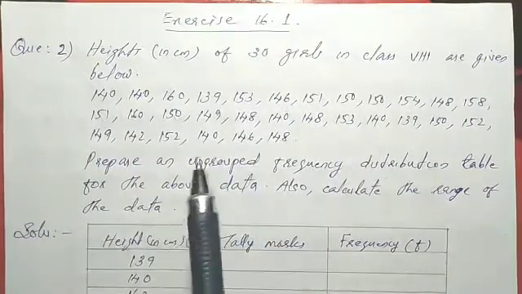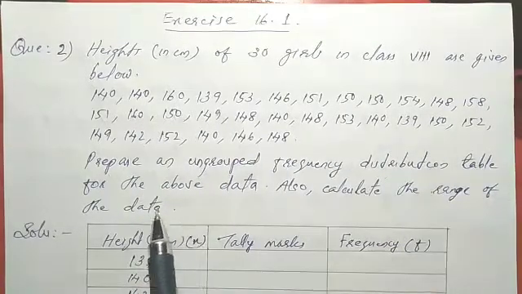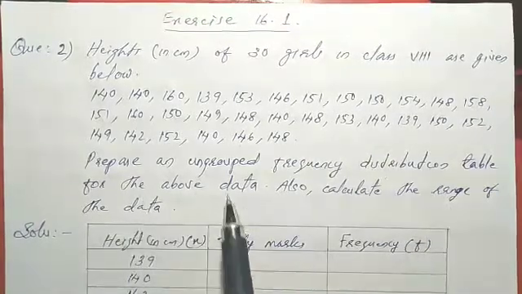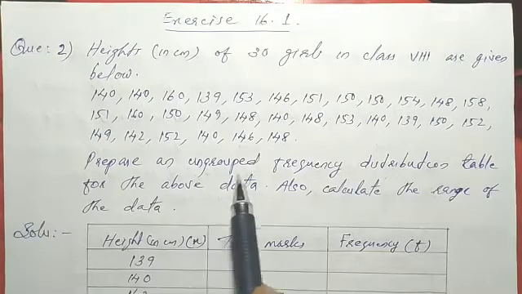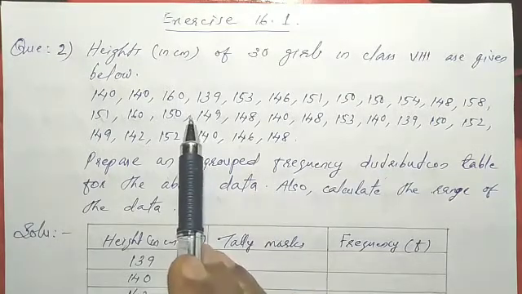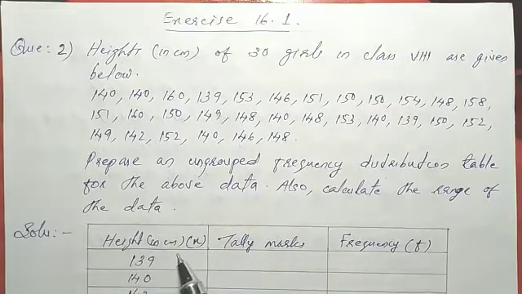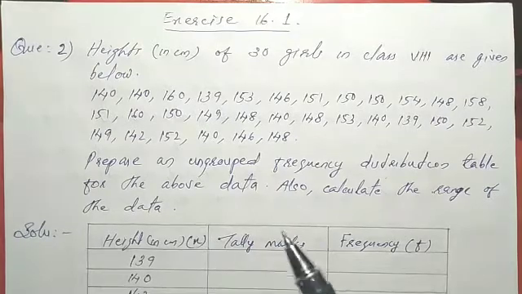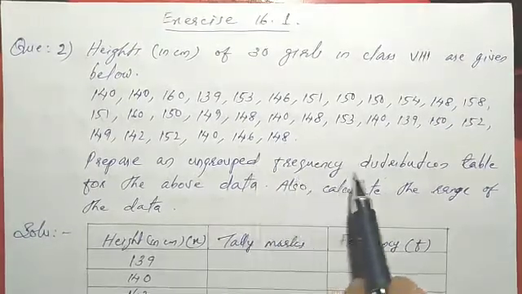It is given here in centimeters: 140 centimeter, 140 centimeter, 160 centimeter, etc. Prepare an ungrouped frequency distribution table for the above data. An ungrouped frequency distribution table means that from these observations, from the lowest to the highest observation, we have to write them in order. After that we will mark the tally marks and frequency. That is an ungrouped frequency distribution table.